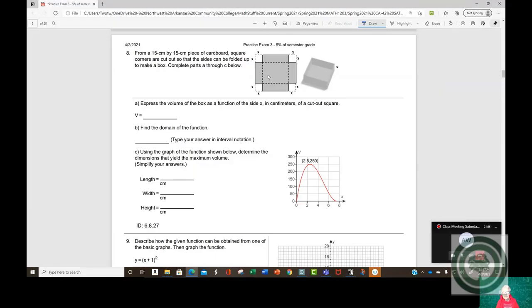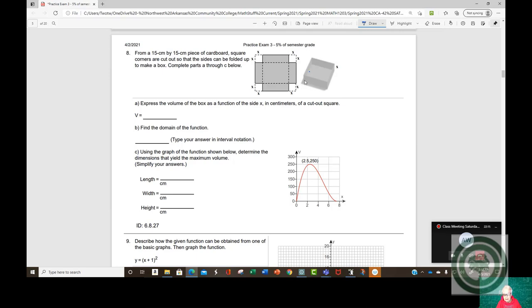So we're going to do this. This is admittedly a little scary. And this is one of those problems, and there are always a bunch of problems in college algebra that deal with making boxes. All right, so from a 15 centimeter by 15 centimeter piece of cardboard, square corners are cut out so that the sides can be folded up into an open top box, which you have here.